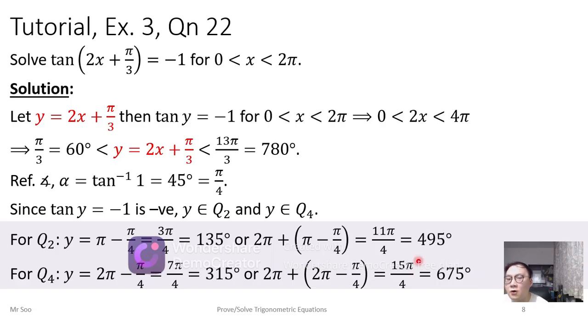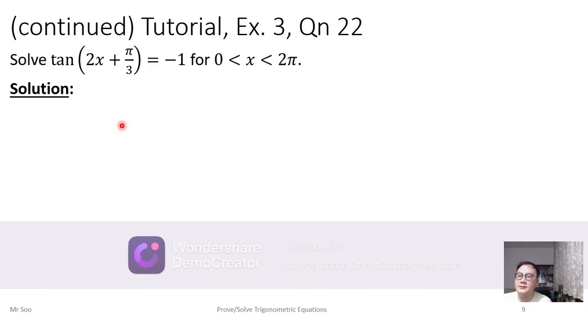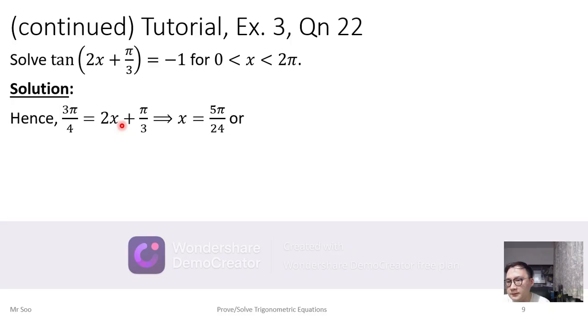But these are for y, not x. So for the final answer, you have to substitute each of the 4 answers back into your substitution. So 3 pi over 4 equals 2x plus pi over 3. 7 pi over 4 equals 2x plus pi over 3. Then 11 pi over 4 equals 2x plus pi over 3. 15 pi over 4 equals 2x plus pi over 3. Then you solve for x.